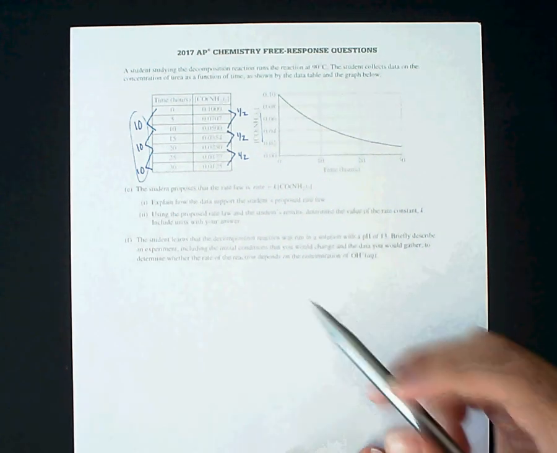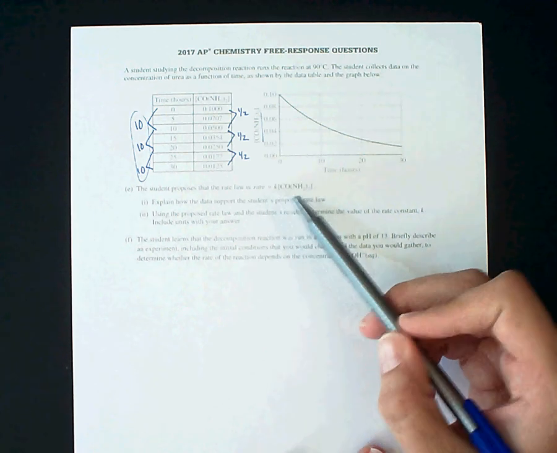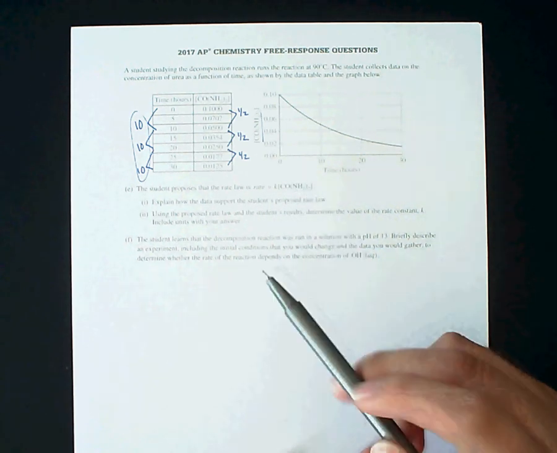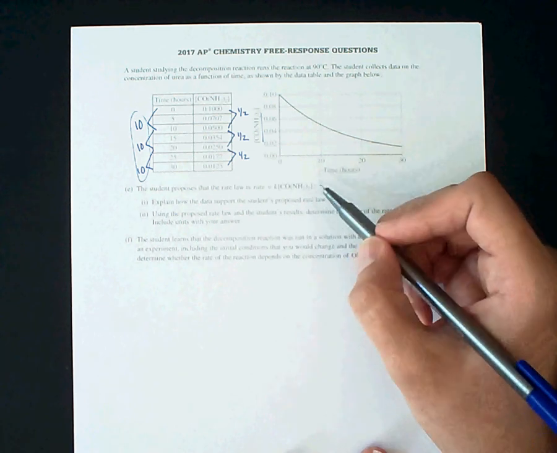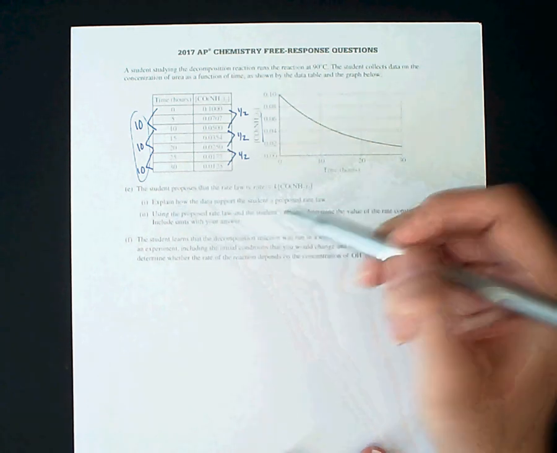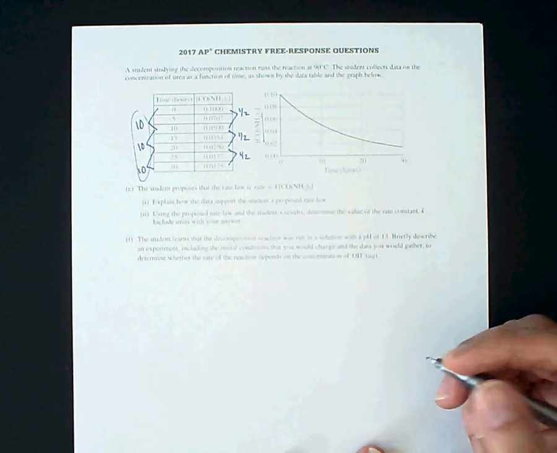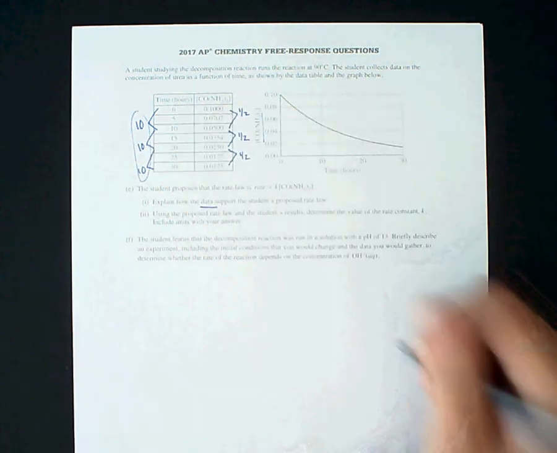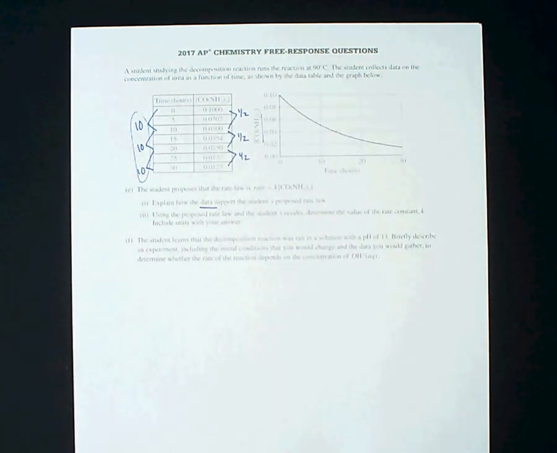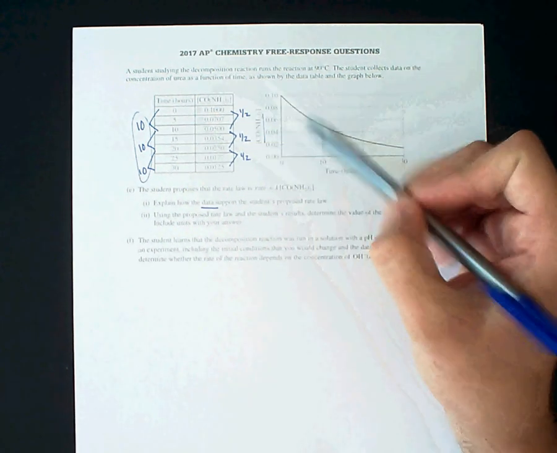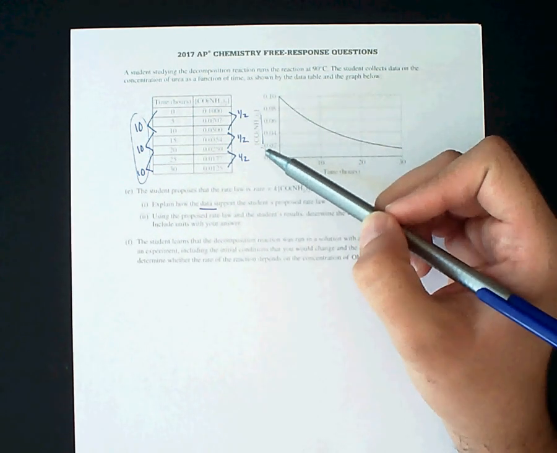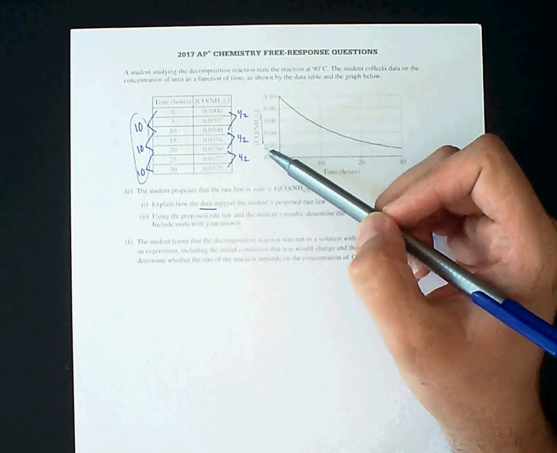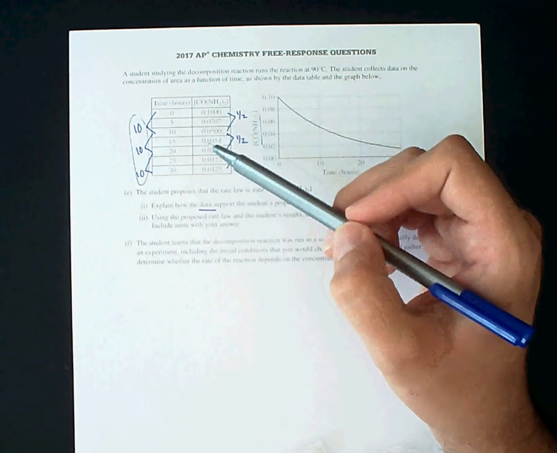So the question says, the student proposed that the rate law is rate is equal to K times the concentration of this term to the first. So part I says to explain how the data supports the student's proposed rate law. Now it's really important that you say the data supports. You don't want to say that the ln versus time graph is linear, right? Because that's not what's given to us. What's given to us is the data and the graph, and the graph is a concentration versus time, not the ln of concentration versus time. So you have to use the data.